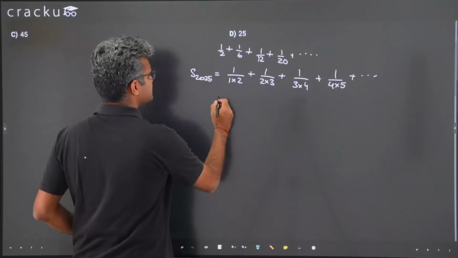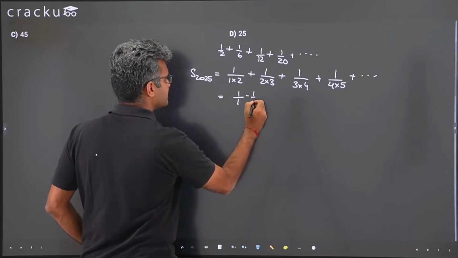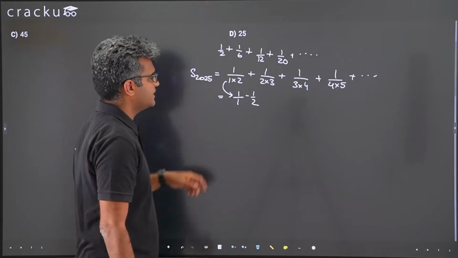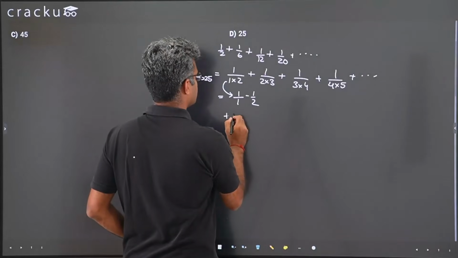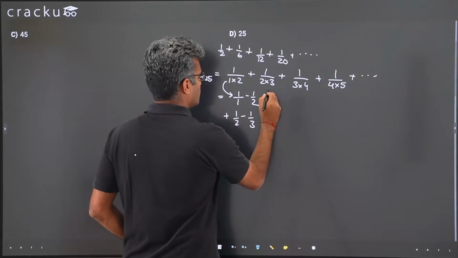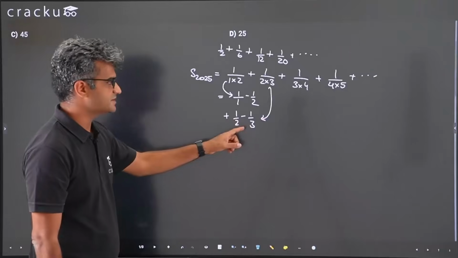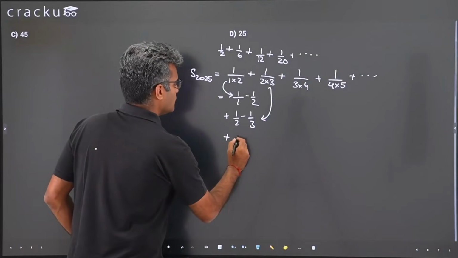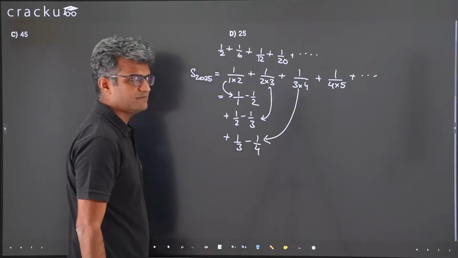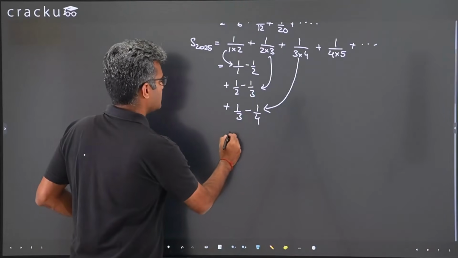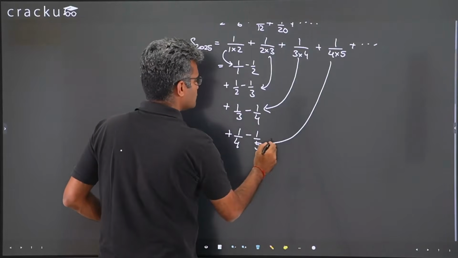What is 1 divided by 1 into 2? This is actually equal to 1 by 1 minus 1 by 2. 1 by 2 into 3, which is equal to 1 by 6, can be written as 1 by 2 minus 1 by 3, and 1 by 3 into 4 can be written as 1 by 3 minus 1 by 4, and 1 by 4 into 5 can be written as 1 by 4 minus 1 by 5, and so on.